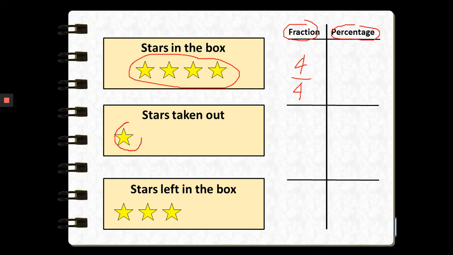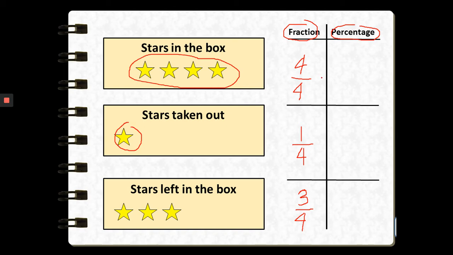Now let's move to the stars that were taken out. The stars that were taken out is just 1. Out of how many? The total number of stars. 1 was taken out of 4. And the stars that were left, this is 3 stars out of 4. 3 stars out of 4 stars were left because 1 star was taken out. It's easy to find the fraction in this case, but let's try to find the percentage.